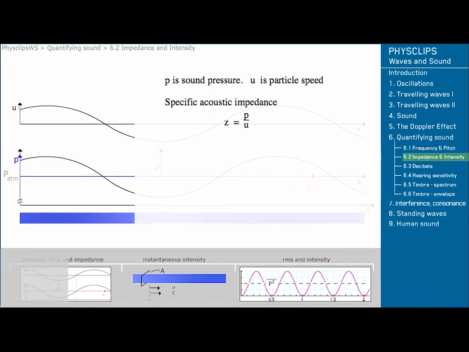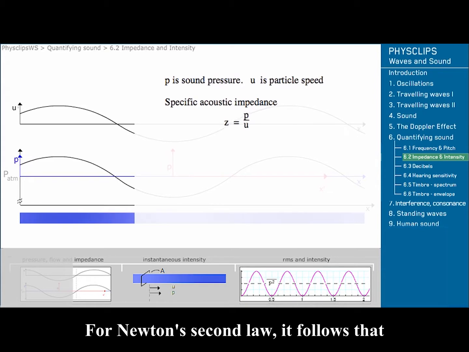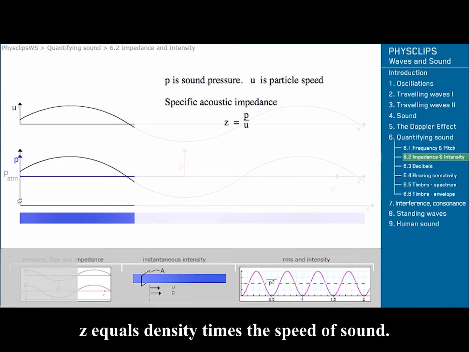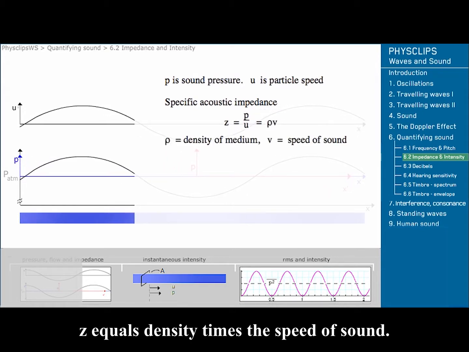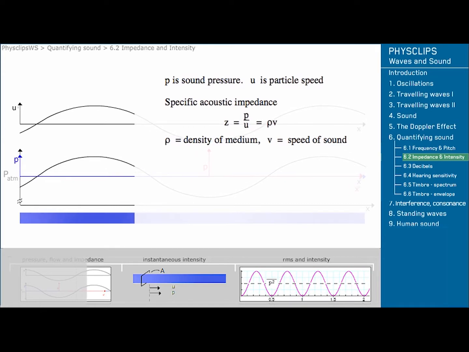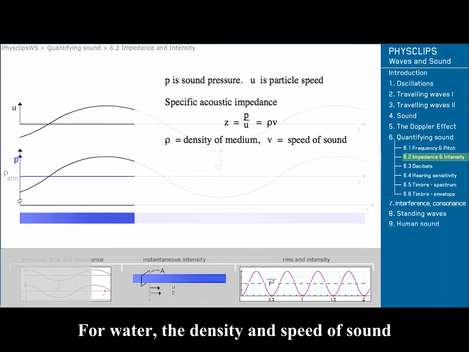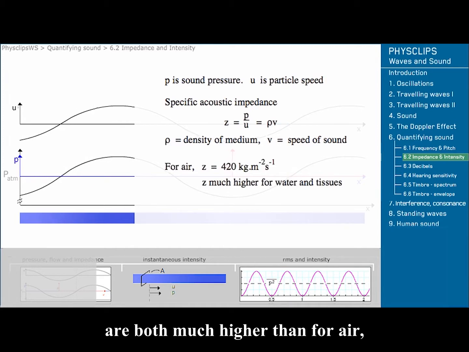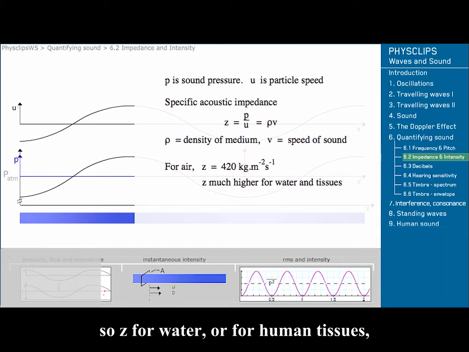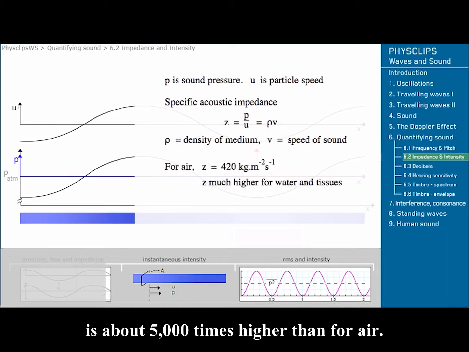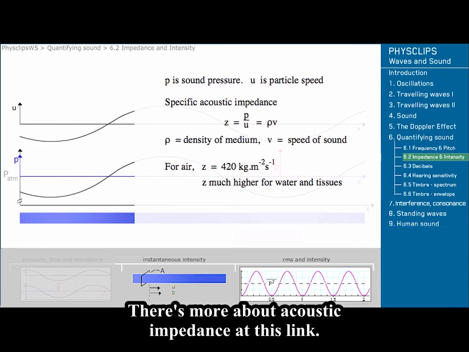lowercase z. From Newton's second law, it follows that z equals density times the speed of sound. For water, the density and speed of sound are both much higher than for air, so z for water, or for human tissues, is about 5,000 times higher than for air. There's more about acoustic impedance at this link.